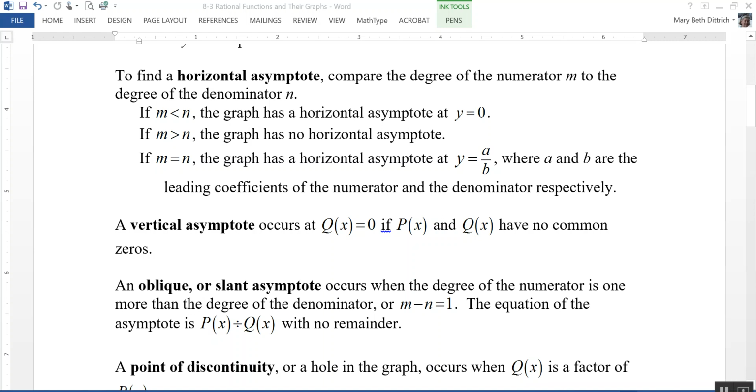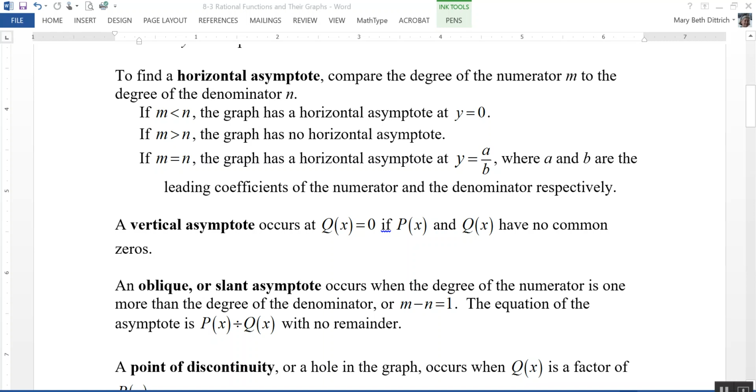And if m is equal to n, then the graph has a horizontal asymptote at the line y equals a over b, where a and b are the leading coefficients of the numerator and the denominator, respectively. In other words, your horizontal asymptote is going to be the leading coefficient of the numerator over the leading coefficient of the denominator. A vertical asymptote occurs at q of x equals 0 if p of x and q of x have no common zeros. In other words, a vertical asymptote is going to be the value of x that makes the denominator 0. That is, if they have no common zeros, that'll cancel out. We'll take a look at that.